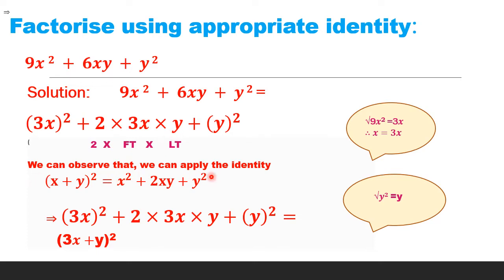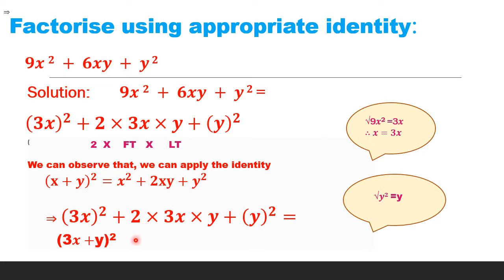We can observe that we can apply the identity x plus y whole squared is equal to x squared plus 2xy plus y squared. See, can you identify this identity with this particular sum? Yes, you can see that x is equal to 3x over here and y is equal to y over here. And the middle term 2xy is equal to the same 2 into first term into last term.